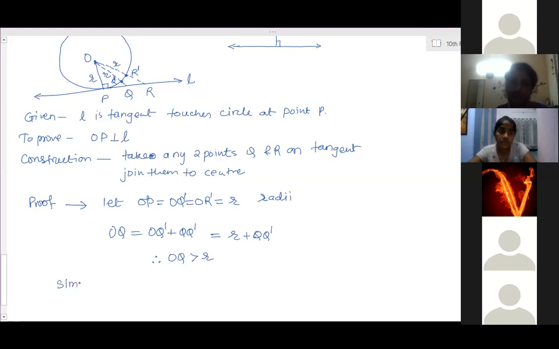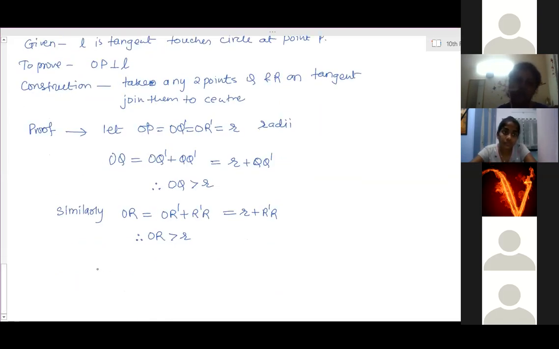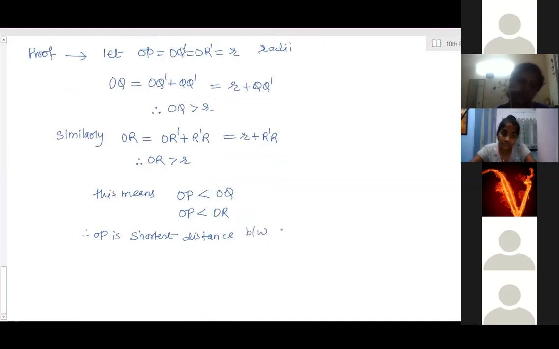Yes. Similarly, OR is equal to OR dash plus R dash R. So that means r plus R dash R. So here also OR is greater than small r. So this means OP is smaller than OQ, and OP is smaller than OR also. Therefore, OP is the shortest distance between the tangent and the center of the circle.